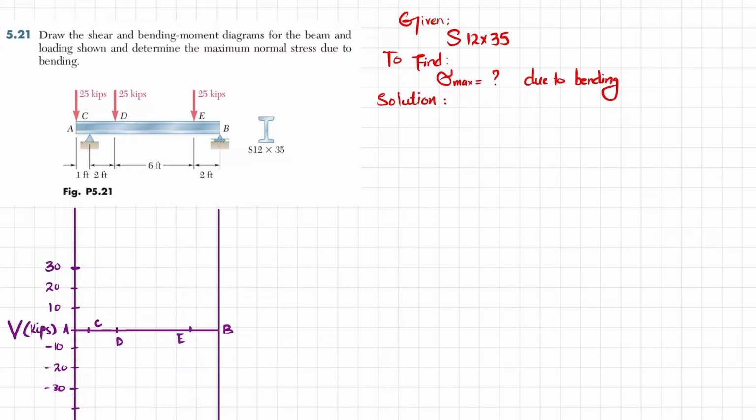The length of this beam is shown as the total length, 2 plus 6, 8 plus 10 plus 11. So the total length of the beam is 11 feet. You have to find the maximum stress due to bending, and the cross section of the beam is given as 12 by 35. So the first step is to find the reaction forces.